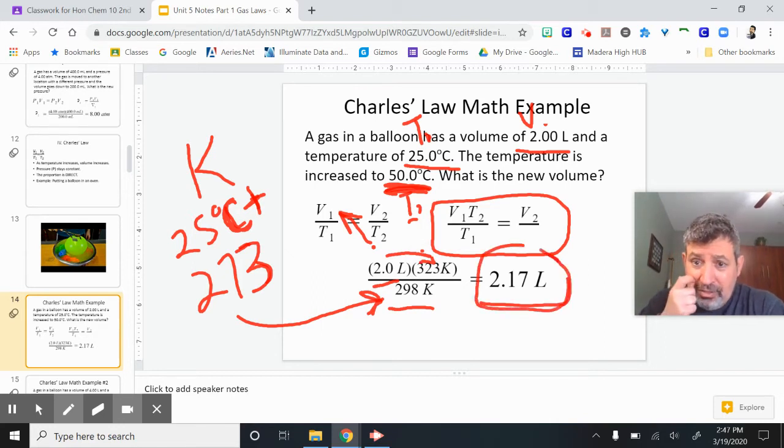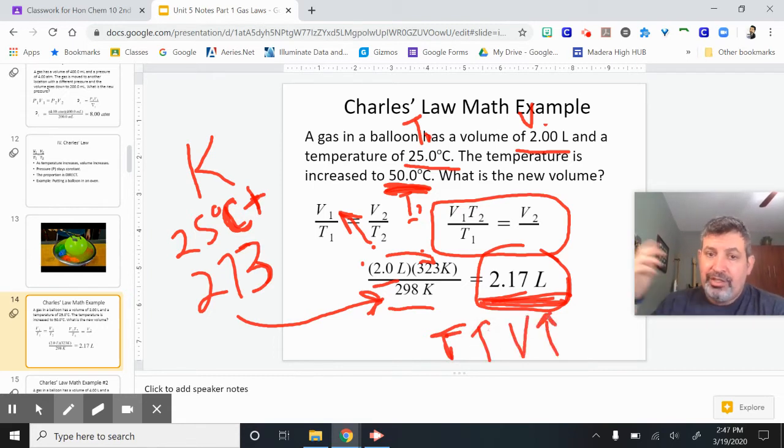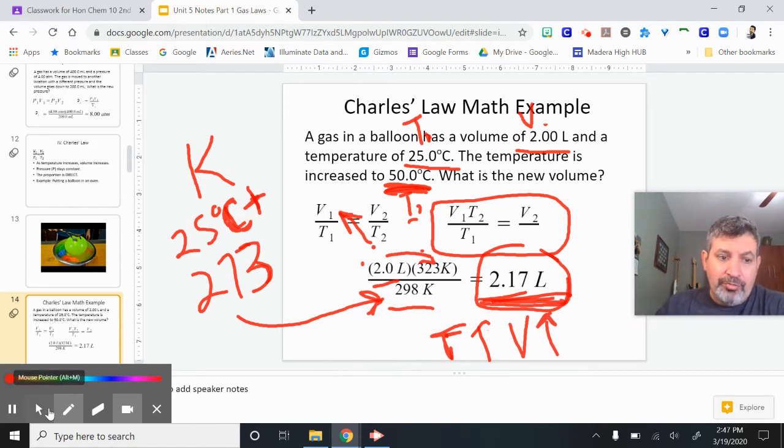Now, let's figure out if this answer makes sense. We started at 2 liters at 25 degrees Celsius. We went up to 50 degrees Celsius, and notice that the volume also went up. So the temperature went up and the volume went up, which means direct proportion. The answer makes sense. We're good to go. Okay. Let's look at another one.